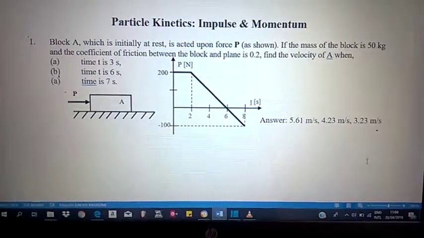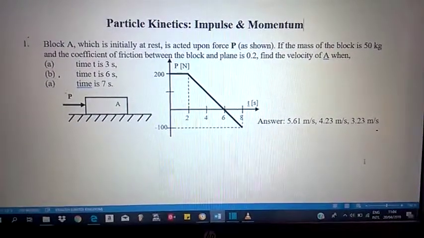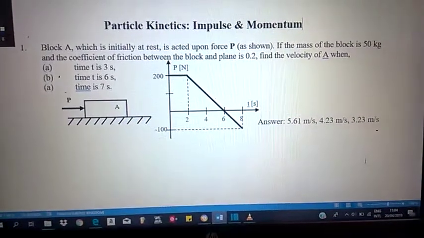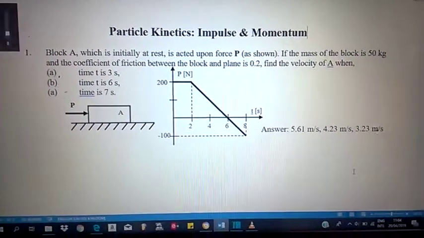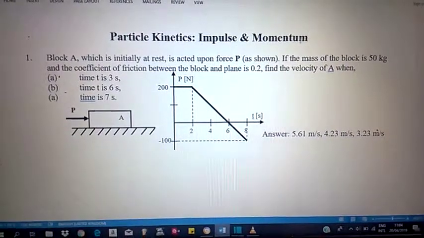So this is the engineering methods once again. We continue with the tutorials for kinetics of particles, and in this video we will be specifically looking at kinetics of particles, impulse, and momentum.